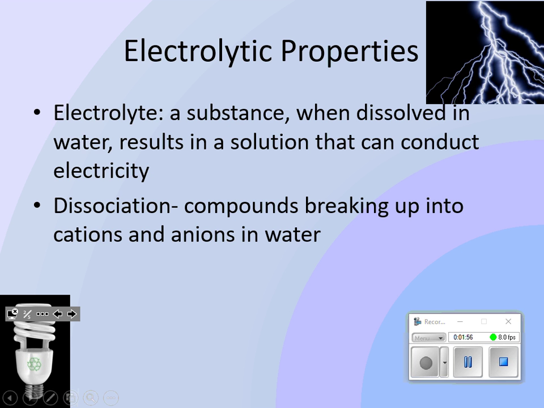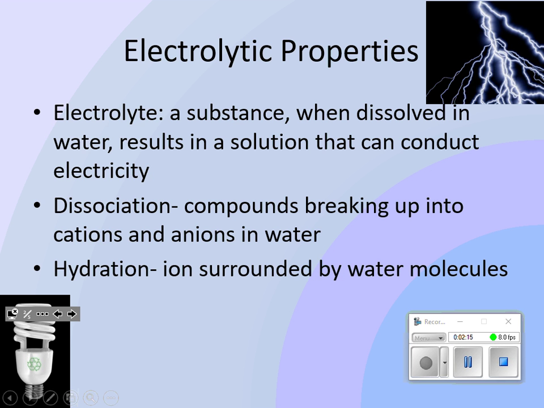Anions are the negative ions. Actually, the prefixes cat and an are used in other things besides just this. When we do electrochemistry in the next unit, I believe, cathode and anode are the same type of thing. Cathode is the positive electrode, anode is the negative electrode.